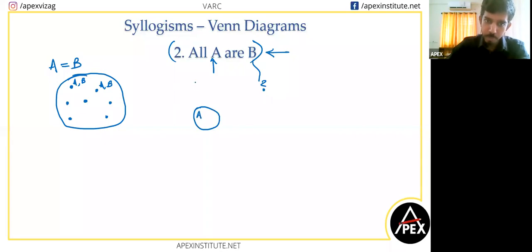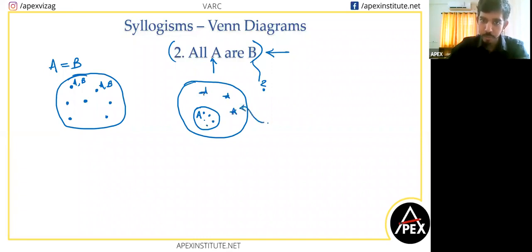A becomes a subset of B, right? Because all A are B, so if all these elements are both A and B, A is inside B, but there can be some B which are not A. These are all B, not A. If they were A, they would have been inside this circle, but they are not. They are in the larger circle. So these are all Bs, right?